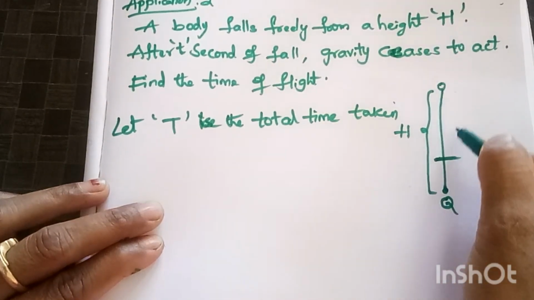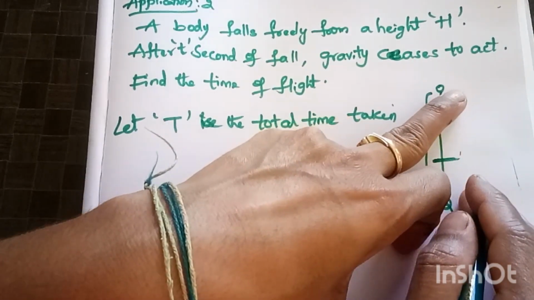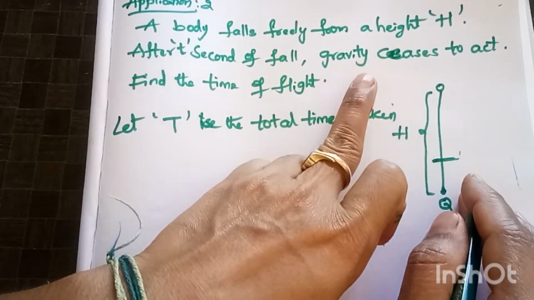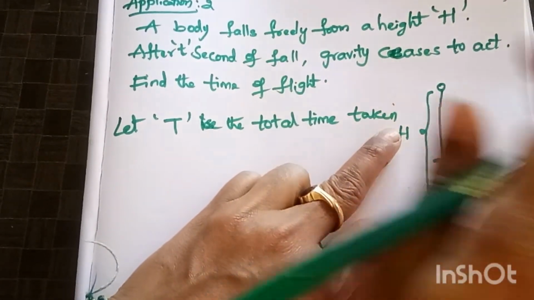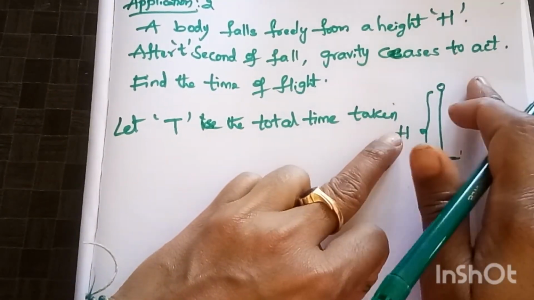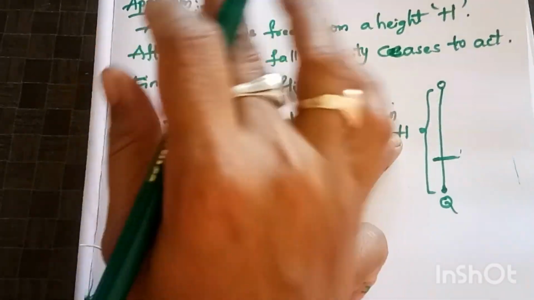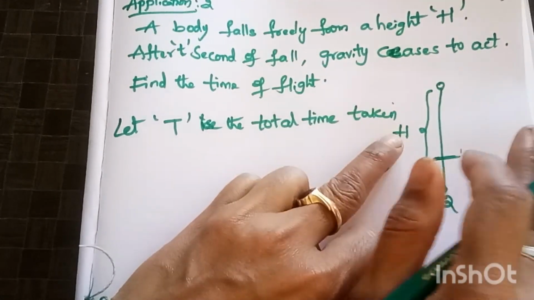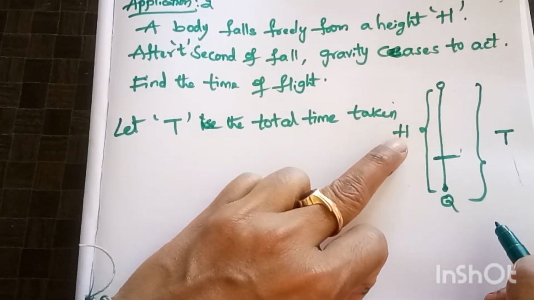This is the t seconds of fall. Gravity ceased to act means that at that point the object remains in air, means there is no gravity. Gravity ceases means no gravity is acting on the body after time t seconds of fall. It's the total time taken by the body to reach the ground.